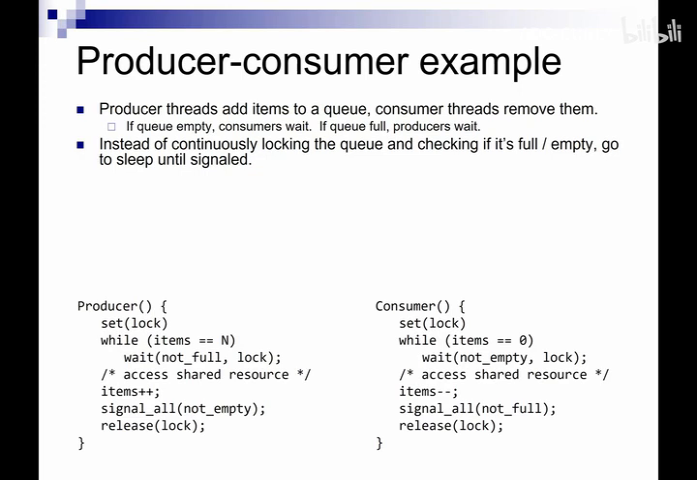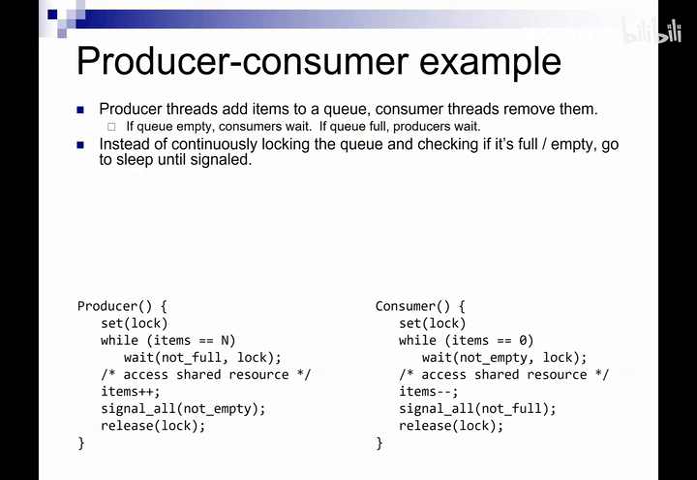A more efficient way to do this would be the following. Here we have the code for the producer threads and the consumer threads. Let's briefly go through this. The producer thread is trying to place items into the queue. Because it's a shared queue, he first needs to lock the queue in order to get access to it. So he sets the lock, and now he checks whether the number of items in the queue is equal to n, which is the maximum number of items you can put in there.